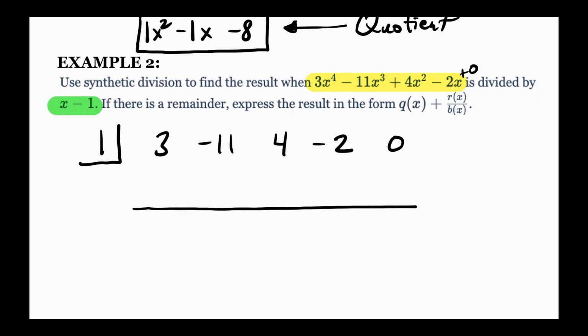Okay, so move the first 3 first. First 3 goes straight down. Stays at 3.